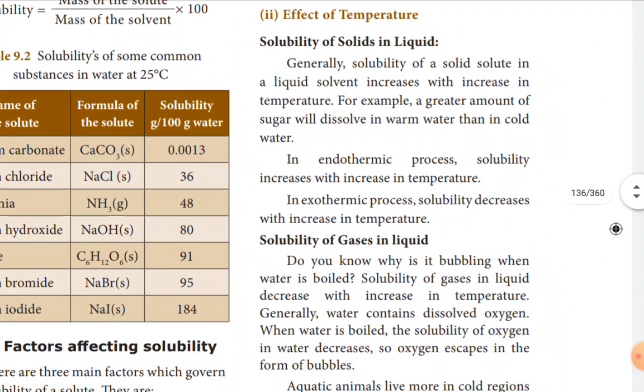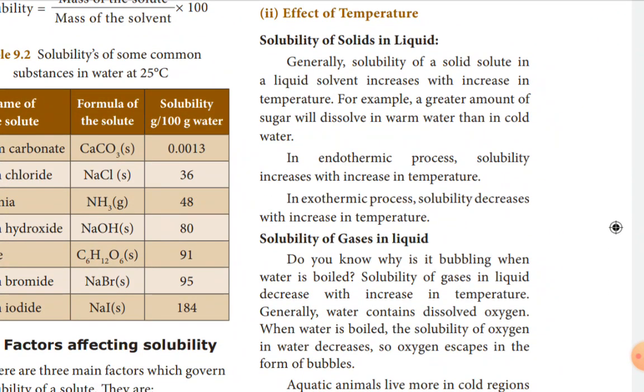For example, solubility of gas in liquid. Do you know why it bubbles when water is boiled? Solubility of gases in liquid decreases with increase in temperature. Generally, water contains dissolved oxygen. When water is boiled, the solubility of oxygen in water decreases, so oxygen escapes in the form of bubbles.